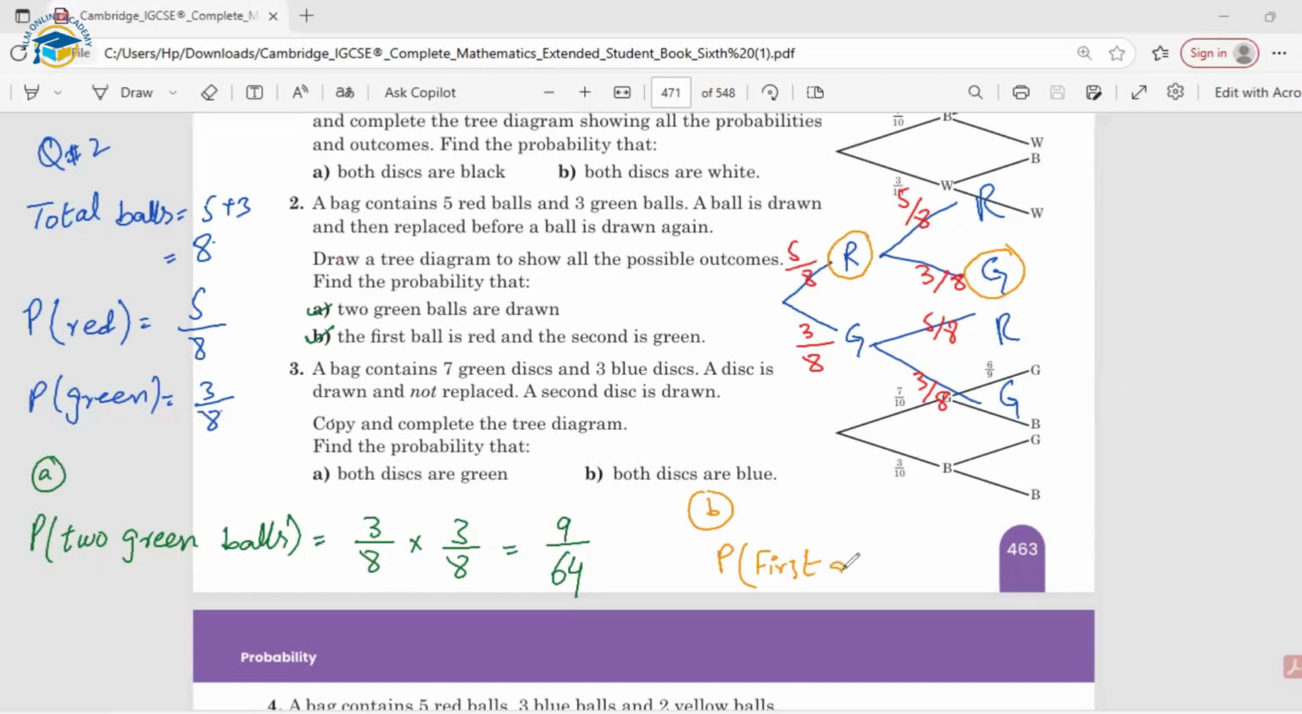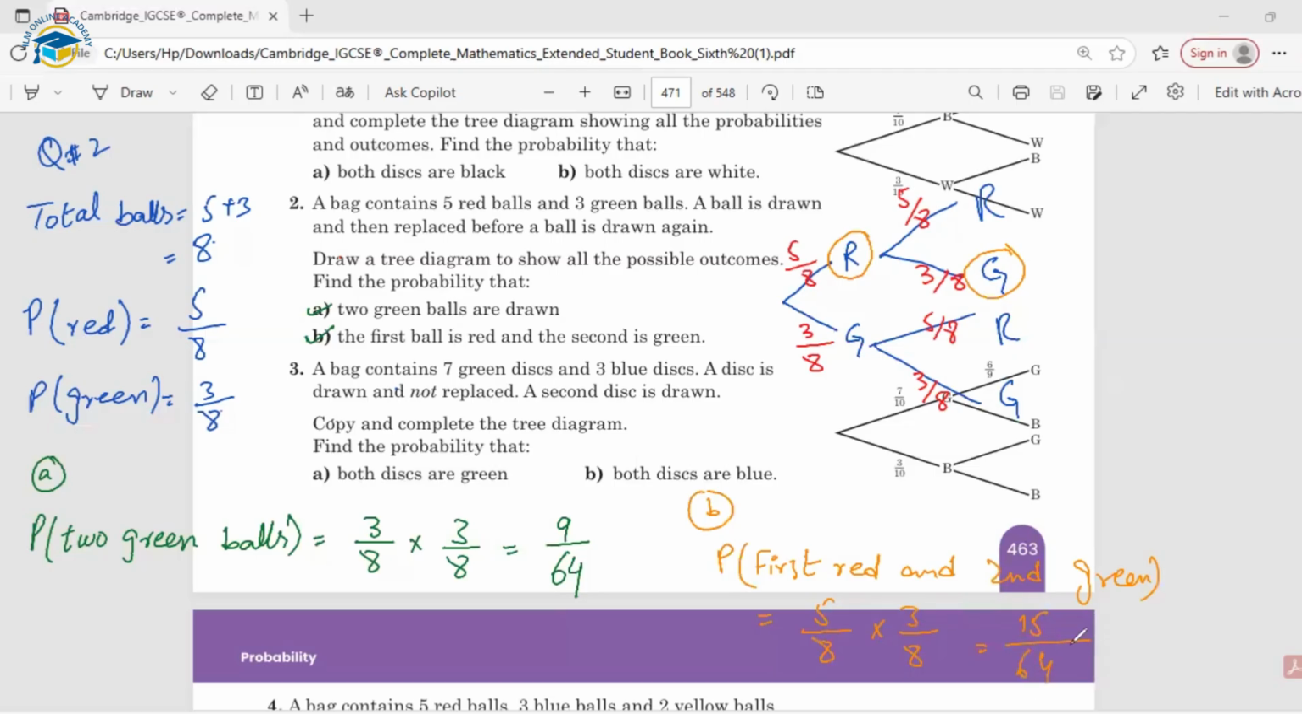first red and second green. So accordingly, the red ball probability is 5 by 8 and the green ball is 3 over 8. So 5 times 3 is 15 and 8 times 8 is 64. So this is the probability.